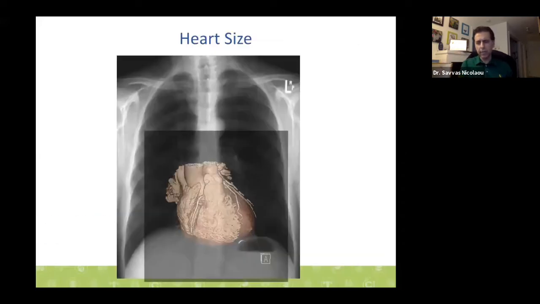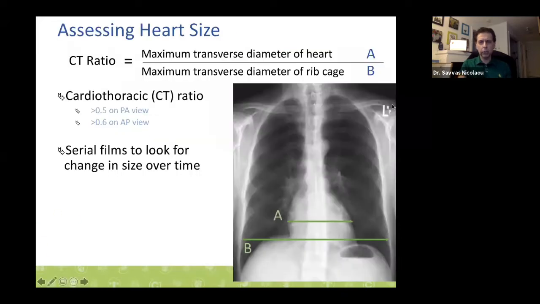That can lead to myasthenia gravis, disruption of the myotendinous junctions that leads to muscle weakness. Heart size. How do we measure heart size? Now, heart size is easily measured by looking at the cardiothoracic ratio.